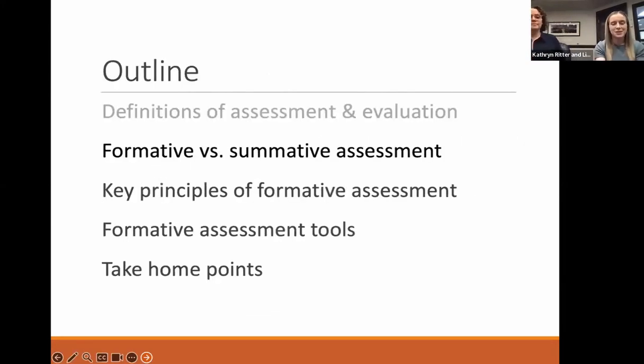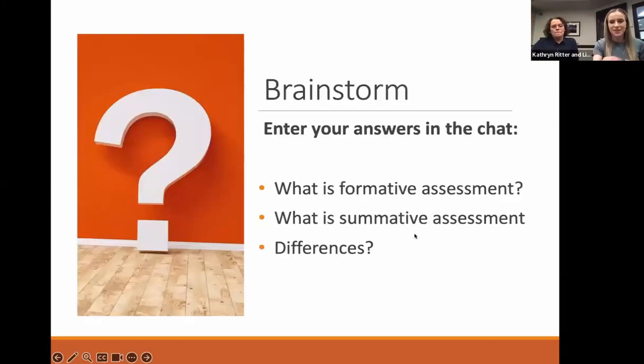All right, next we'll go into the differences between formative versus summative assessment. So first we'll start with a brainstorm. Some of you may be familiar with these terms, formative versus summative assessment. For some of you, they may be completely new. So just take a minute to think about what those terms mean to you.